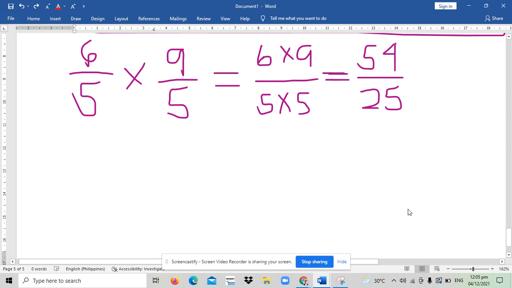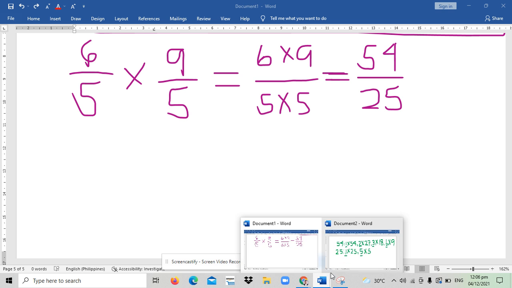So the last step was to multiply 6/5 and 9/5, and so we got 54 over 25. The next thing to do is to reduce the answer if it could still be reduced. And one way to tell if it could still be reduced is to do this one.